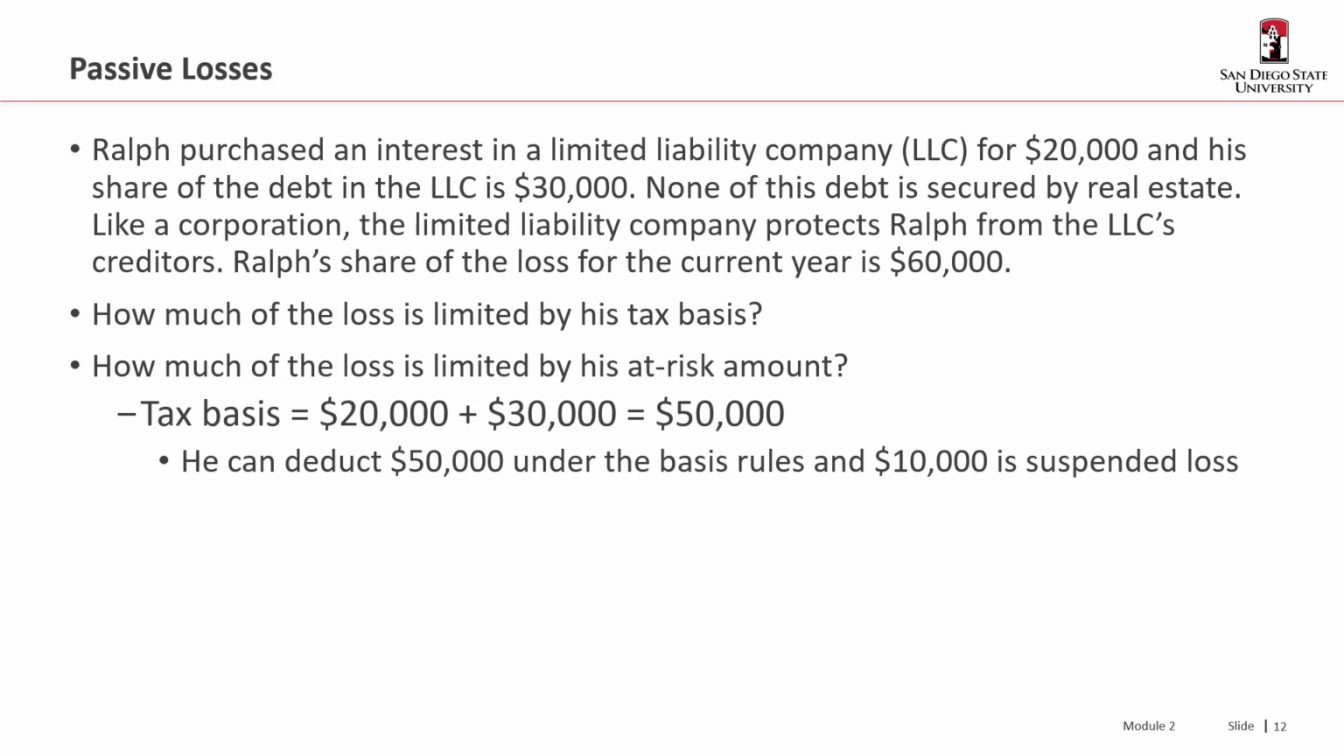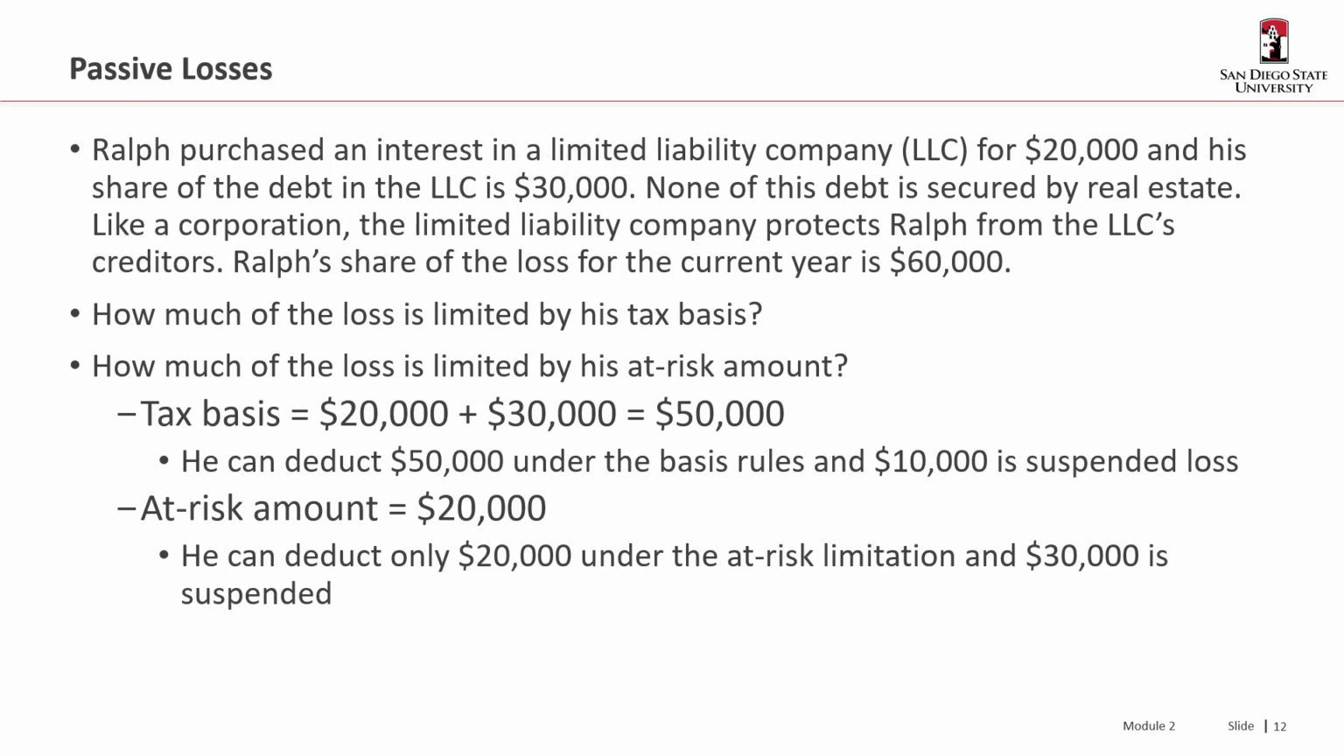Okay, let's take a look. So if we were to calculate Ralph's basis, we would say, well, Ralph gets to include his investment, right? So he purchased it for $20,000. So he's cash in for $20,000. He also gets to include his share of debt. Now remember, basis doesn't care if it's recourse or non-recourse, at least as far as we know in this course. So he gets to include all of that in his basis. So as a result, his basis is $50,000. He can deduct $50,000 under the basis rules of his loss. $10,000 of that loss is suspended, which means that it's not deductible and it can be carried forward until he creates additional basis.